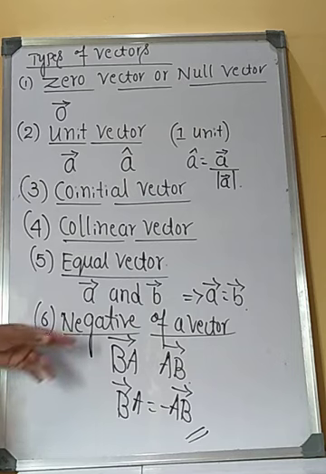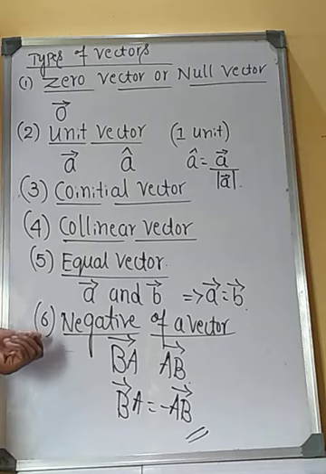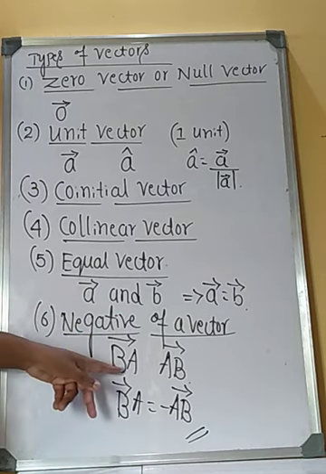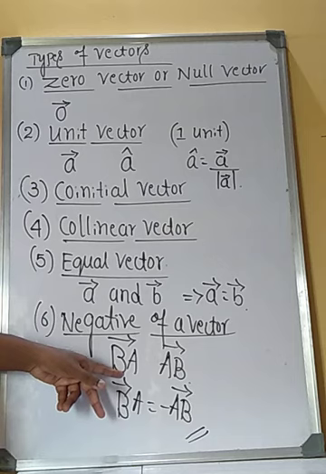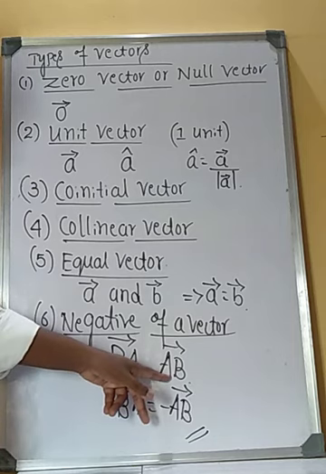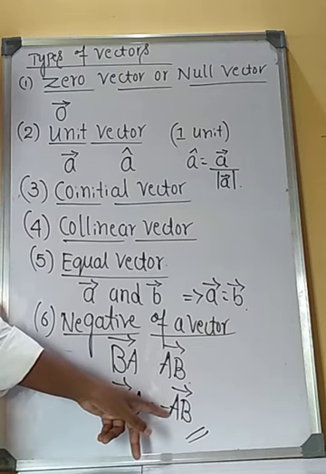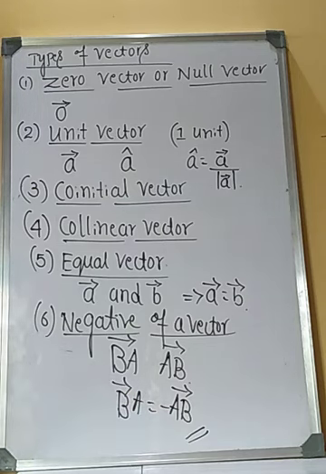The next, negative of a vector. A vector whose magnitude is the same as that of a given vector, but direction is opposite to that of it, is called a negative of the vector. For example, vector BA is the negative of vector AB. That can be written as vector BA is equal to minus vector AB.